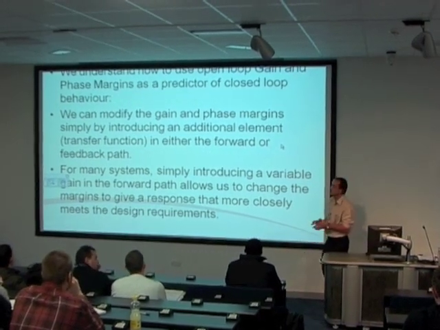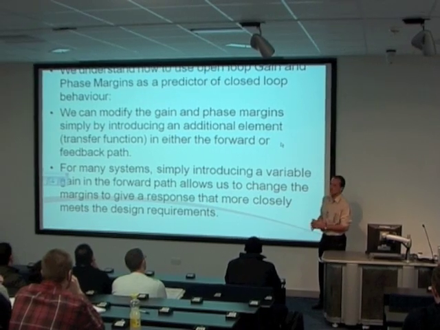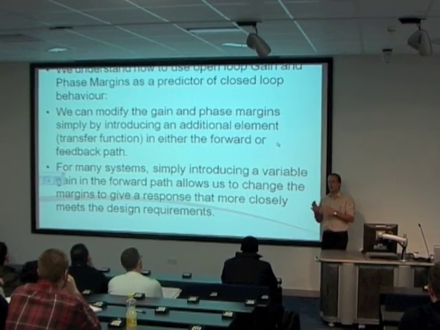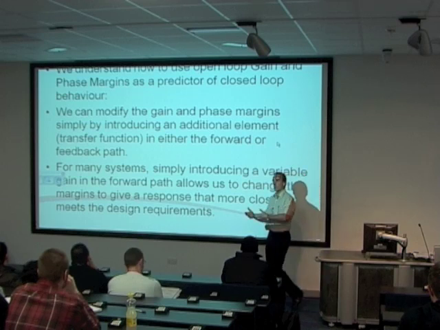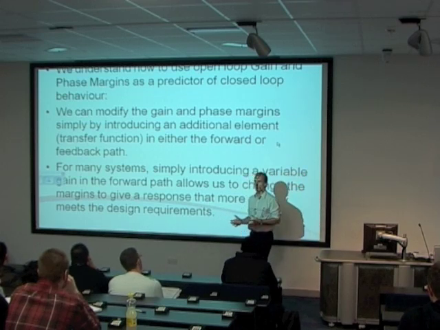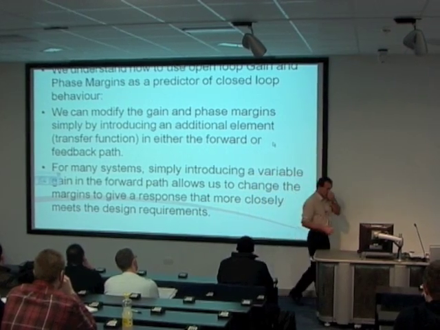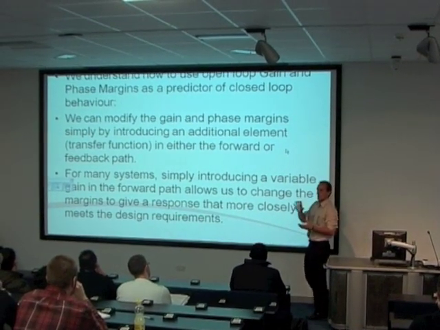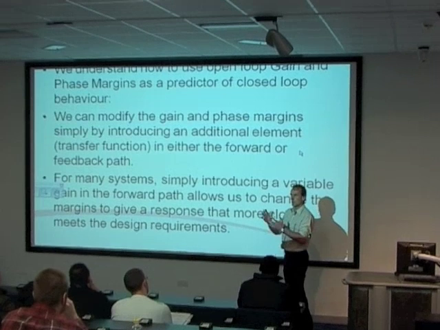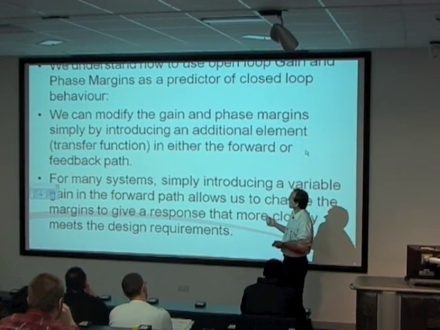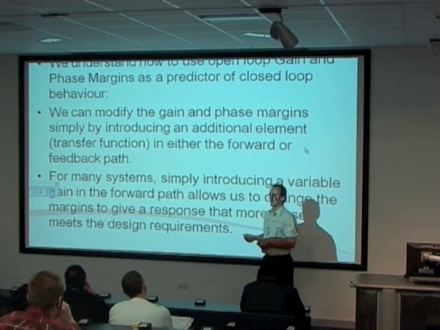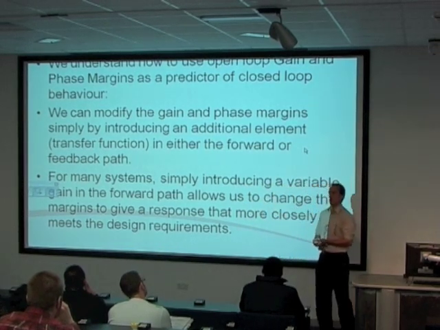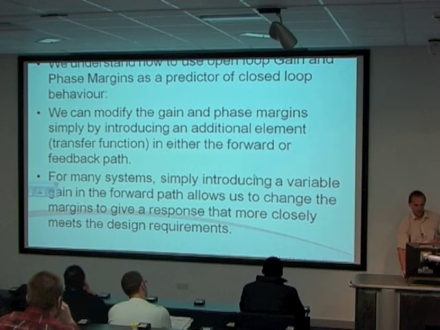We understand how to use open loop gain and phase margin as a predictor of closed loop behavior. So let's see about modifying it. If the prediction gives us something that we're not happy with, what can we do? Now, a simple approach, if you think about it, is if you just think of the amplitude plot. We're looking for gain and phase margins, but simply by introducing a gain term into the open loop, I can move that amplitude plot up and down. So simply introducing a variable gain in the forward path allows us to change the margins.